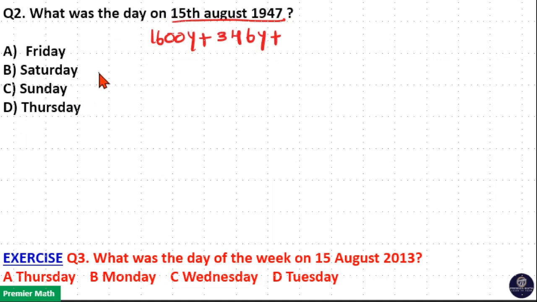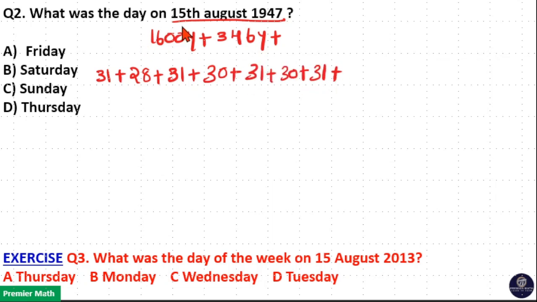So in January there are 31 days, February there are 28 days because 1947 is a normal year, not a leap year. Now March there are 31 days, April 30, May 31, June 30, July 31 and August up to 15. Now total days: 30 into 7 is equal to 210. This one and this one go here, remaining 1 plus 1 plus 15, that is 17. That is 210 plus 17 is 227 days.